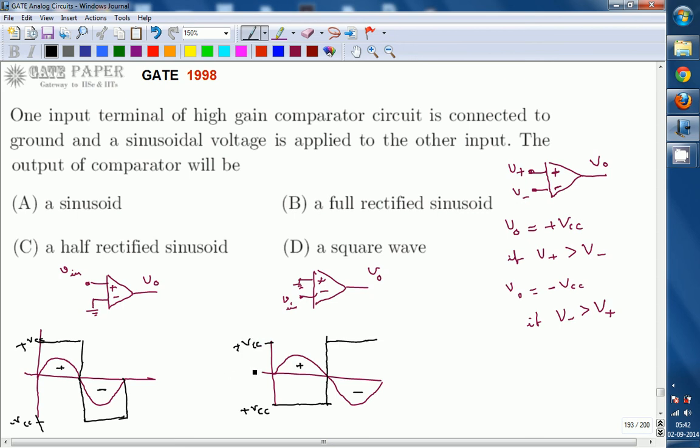So in either case, what you get is a waveform which is a square waveform. The output of a high gain comparator is always a square waveform. So the right option for this question is D.